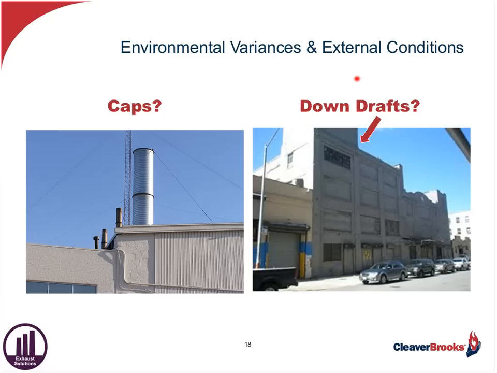But then remember that as soon as we put a cap on top of a stack, we've now introduced another restriction. We've got a 90-degree bend now that those products of combustion, which is nothing more than a fluid, have to bend, and of course when they turn to go out underneath that cap, that's another resistance, and will add linear feet to the overall calculation.